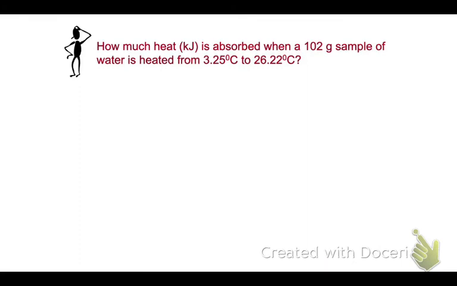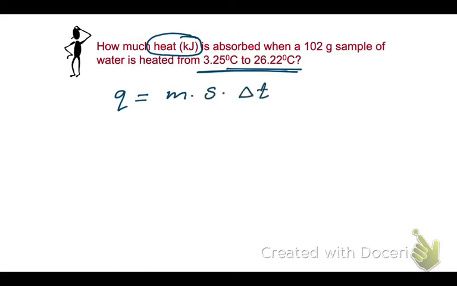How much heat in kilojoule is absorbed when a 102 gram sample of water is heated from 3.25 degrees Celsius to 26.22 degrees Celsius? Now, let's see what they are asking. They are asking about heat in kilojoule for water. So heat, anytime you see a change in temperature, is calculated by multiplying mass times specific heat times delta T.